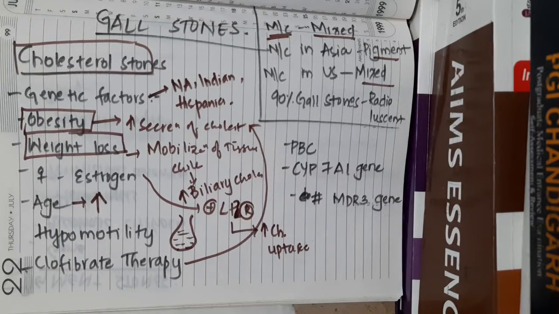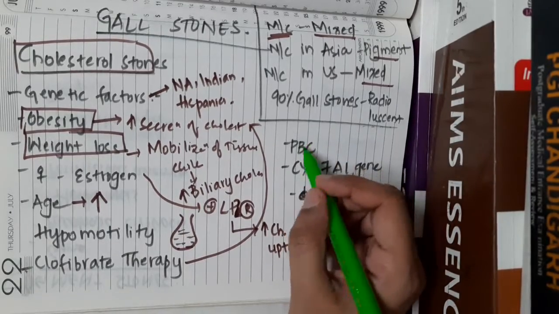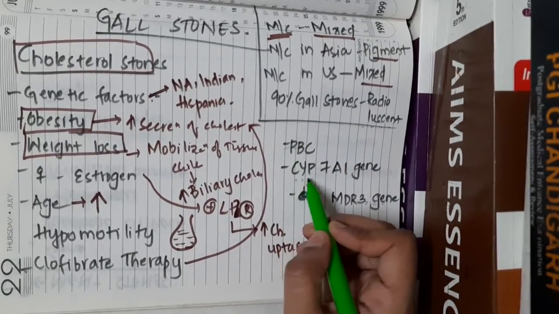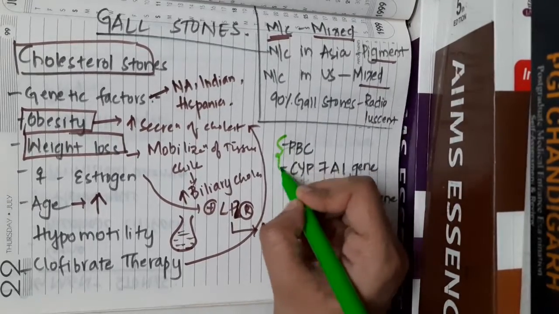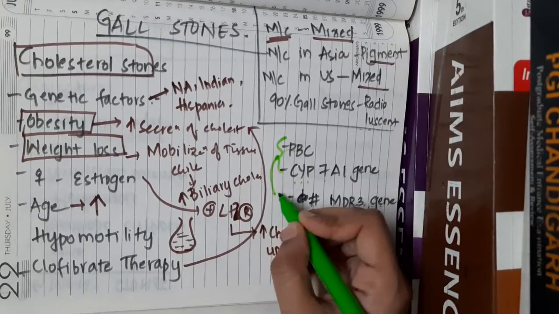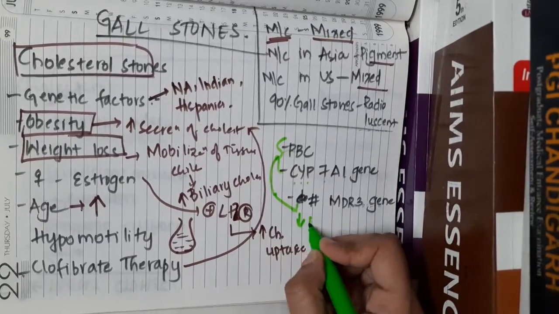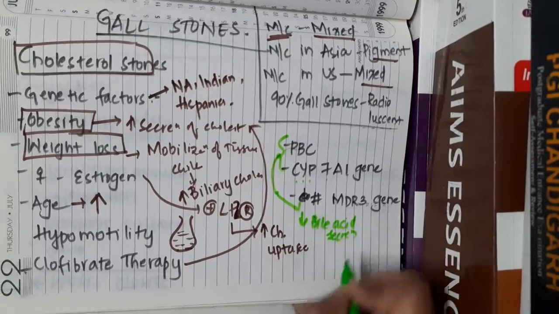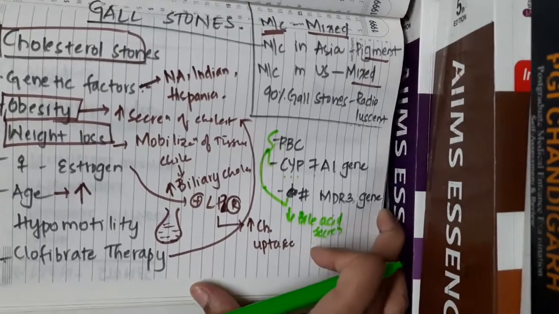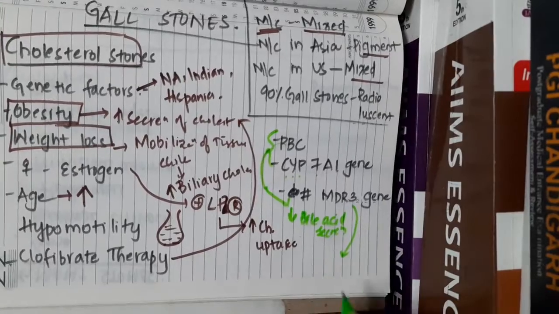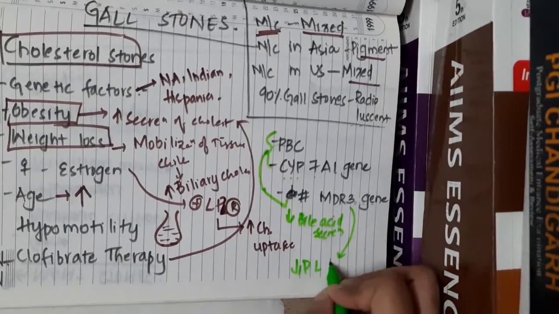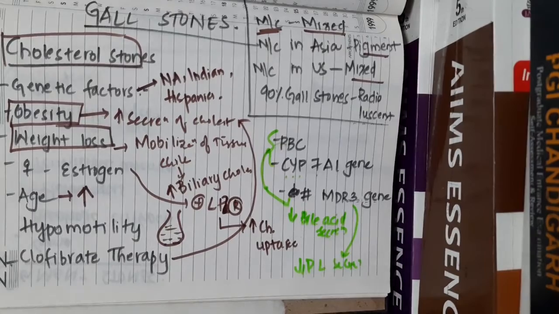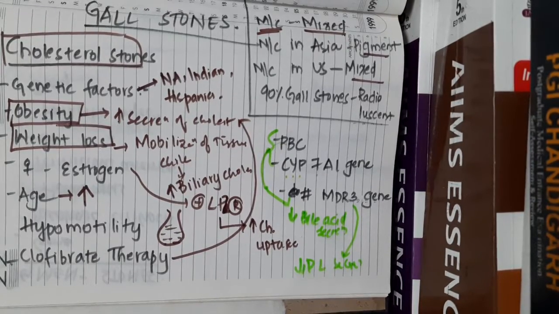Then we also have primary biliary cirrhosis and the CYP7A1 gene defect, both of which are associated with decreased bile acid secretion. And the MDR3 gene defect results in decreased phospholipid secretion. So these are the different etiological features of cholesterol stone.